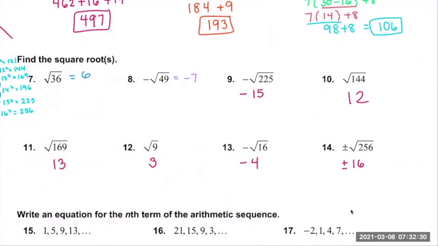So if you're just joining back, you can see that I have my answers already written down. Number 10 is 12, 11 is 13, number 12 is 3, 13 is negative 4, and 14 is a positive or negative 16.